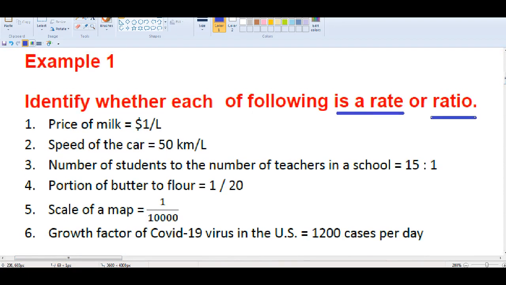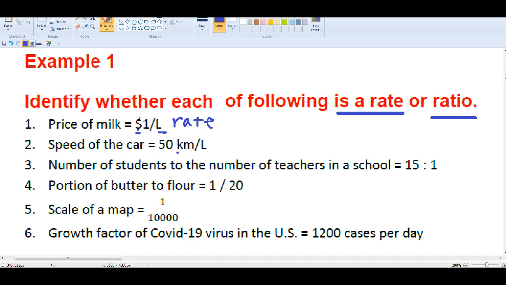How about the price of milk? The price of milk involves two quantities: money, the dollar sign, and also a unit of volume. So there are two different types of units: you have money and also liters. Normally it's rated as $1 per liter. So of course this is a rate, because you see the units.